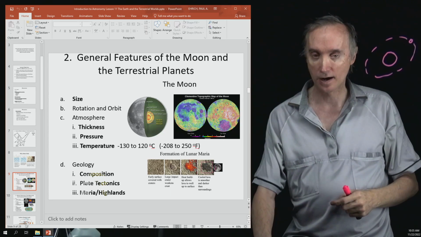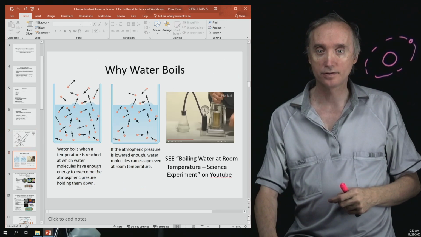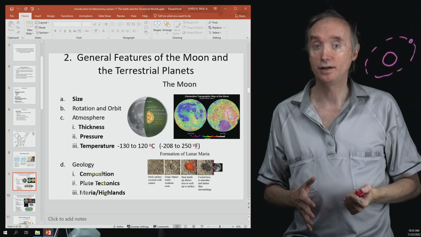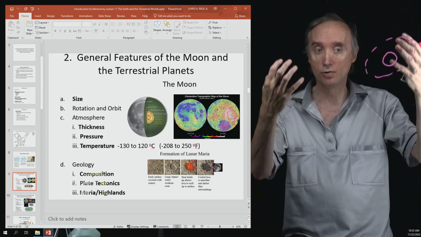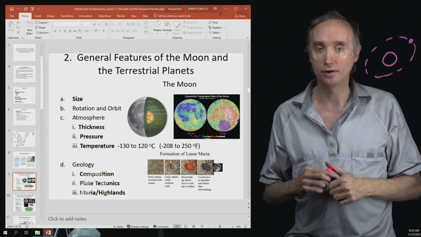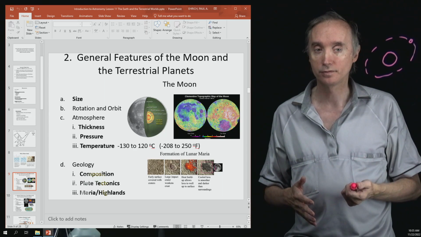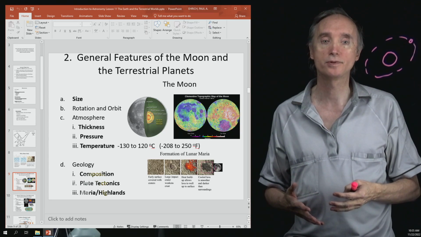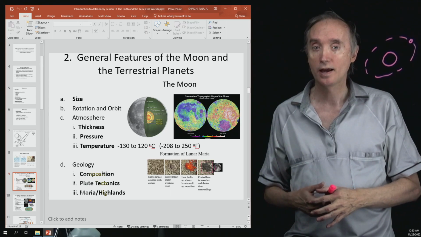All right, now remember our flow chart here. The moon doesn't have very much gravity because it's so small, so that means it can't really hold on to an atmosphere. So its atmosphere is very, very thin. It's something like 1/1,000,000th of the atmosphere of the Earth. So for all intents and purposes, we say that the moon is airless, but it really does have an atmosphere.